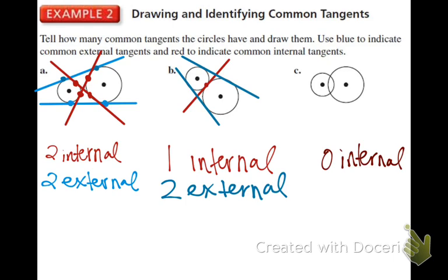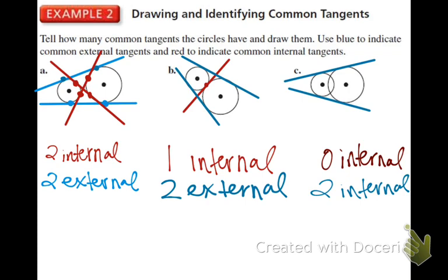All right, and then how many external are there? 2 still. 1, 2. So these are your 3 options. When you get to this section in the homework, you can look at these in your notes. And this is all you're doing. Someone asked me on the homework, do we have to draw the circles? If you don't draw the circles, what are you drawing the lines through? You have to draw the circles whenever you get to this.